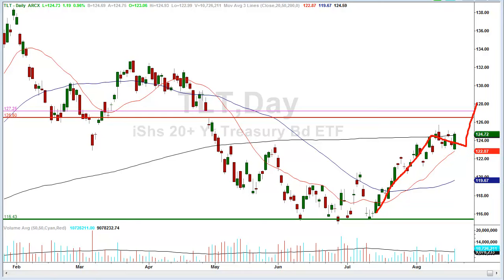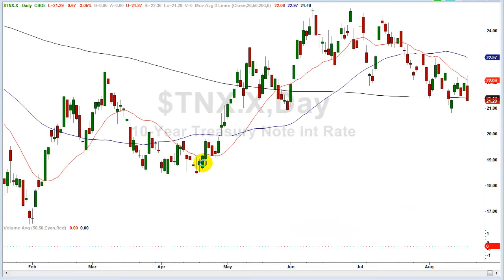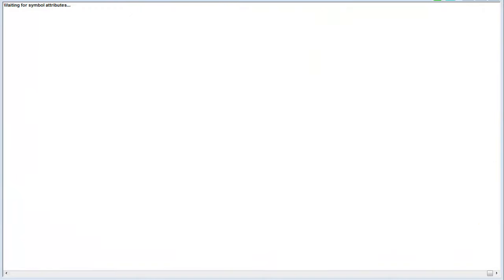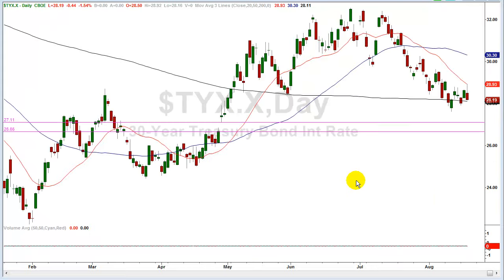Okay, all this is doing is telling us that yields, and this is the 10-year yield, okay, the 10-year Treasury note yield wants to go lower, okay? The yield is at 2.129. That's a low yield, folks. It's telling you that the Fed's not going to raise interest rates. 30-year yield, 2.819. Okay, this is telling you yields want to come lower.